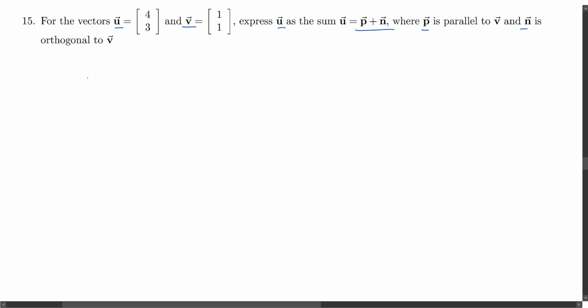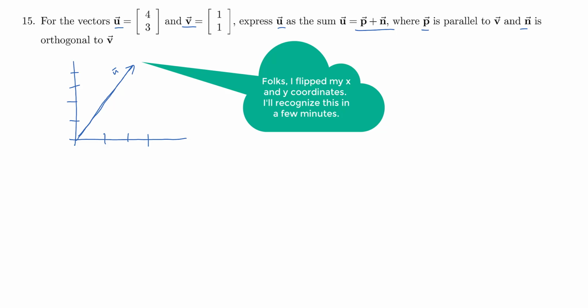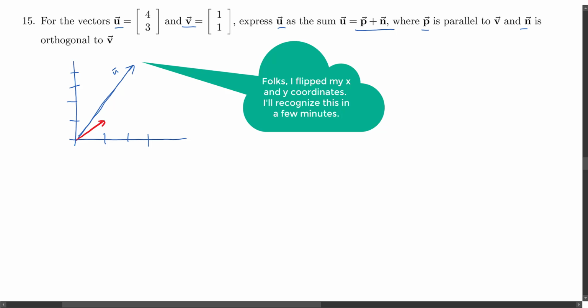So I'm going to draw a picture here of this just so we can see where we want to go. Here I've got vector u, which is the vector 3, 4, so 1, 2, 3, 1, 2, 3, 4. So maybe we represent that vector u this way. So there's vector u. And then we have vector v, which is the vector 1, 1. And so maybe there's our vector v there. Okay. So what we'd like to do is we want to represent vector u as the sum of two vectors, one of which is parallel to vector v and one of which is orthogonal to vector v.